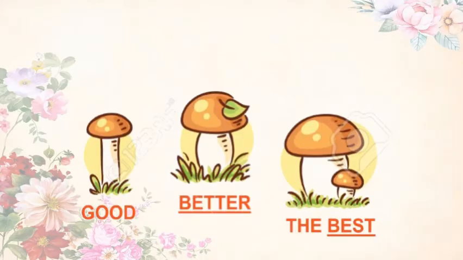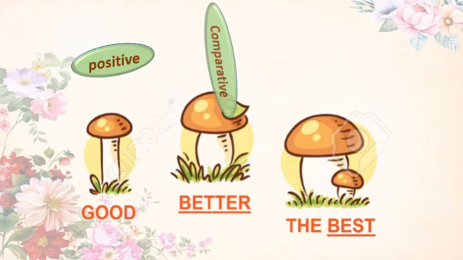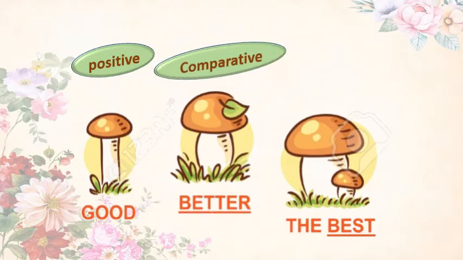Yes, students, here we can see 3 mushrooms. And it is written good, better, the best. Yes, dear students, this is a little different one. Here good becomes better while comparison, and in the superlative degree it becomes the best. Got this? Remember this word. So good is a positive one and better is a comparative. When we compare we use better, and in the superlative degree we use the best.